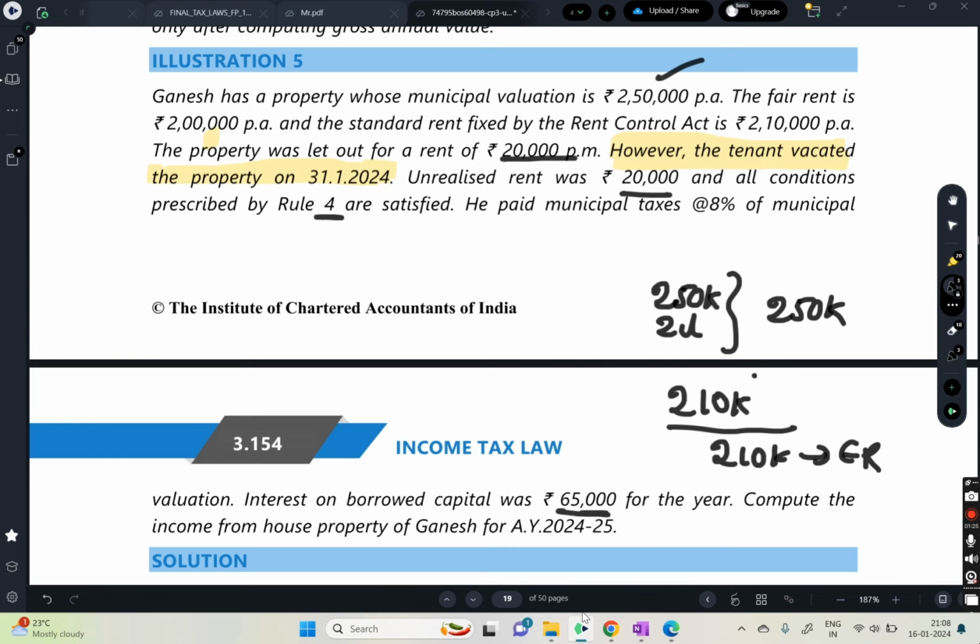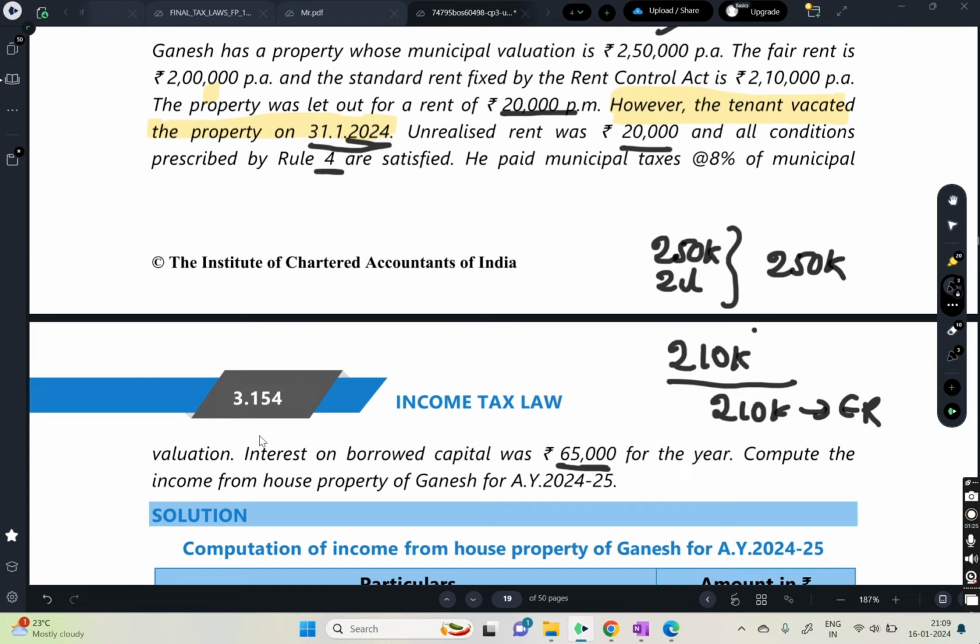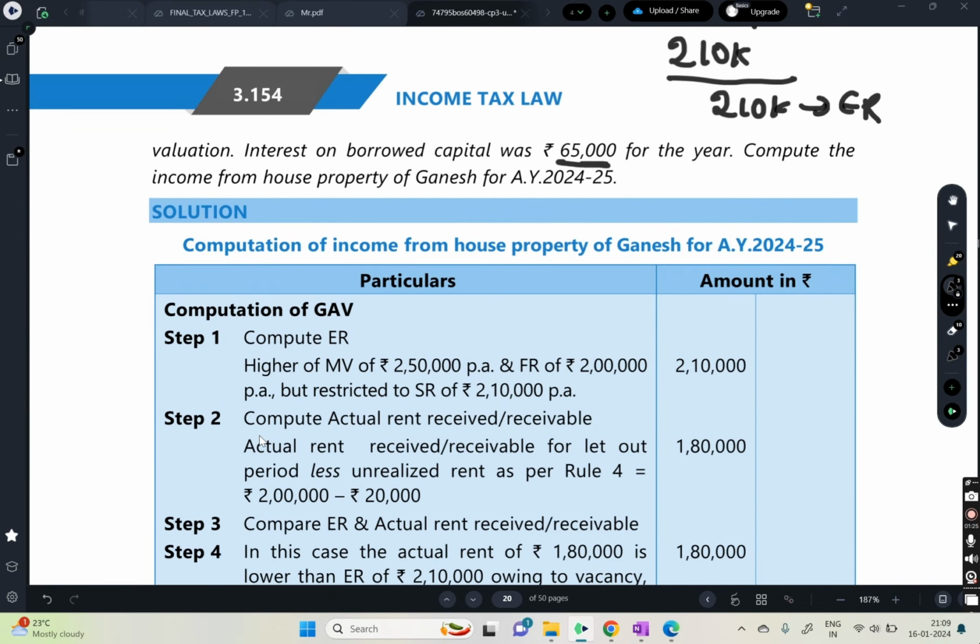How many months have we let out? He vacated on this date, so you can start from the beginning only, the beginning of the year, which is 1/4/2023. How many months? It's easy only. Two months he did not stay, that means 10 months he stayed. So you multiply with 10.